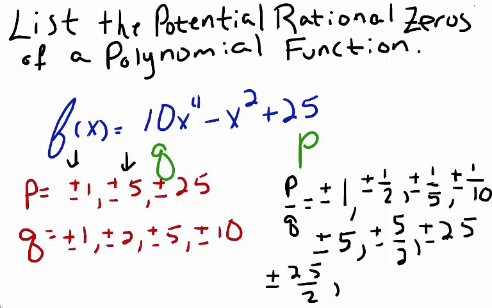Therefore, a complete list of the potential rational zeros of our polynomial function is given here.